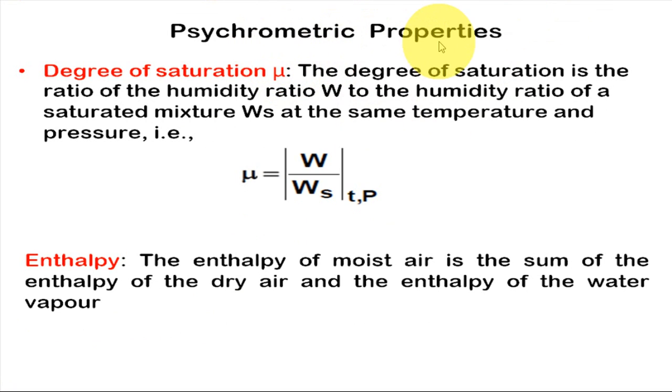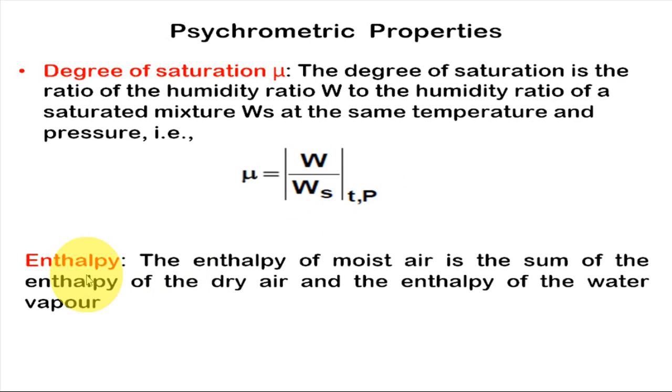Next psychrometric property: degree of saturation, denoted by the symbol mu. Degree of saturation is the ratio of the humidity ratio W to the humidity ratio of the saturated mixture, WS, at the same temperature and pressure. So mu is equal to W upon WS at the same temperature and pressure.